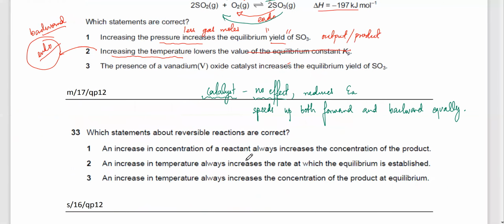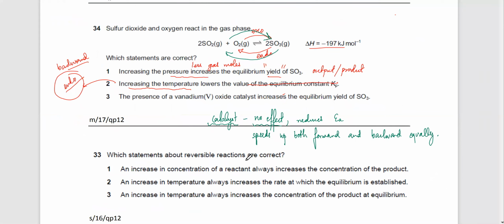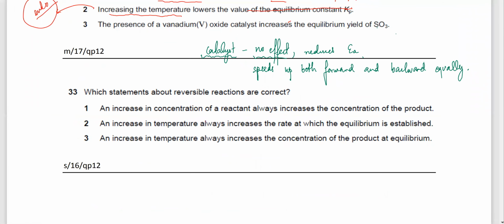Okay, is this question clear? Then the next part is: which statement about reversible reactions is correct? An increase in concentration of a reactant always increases the concentration. The first statement: increasing the concentration of a reactant.